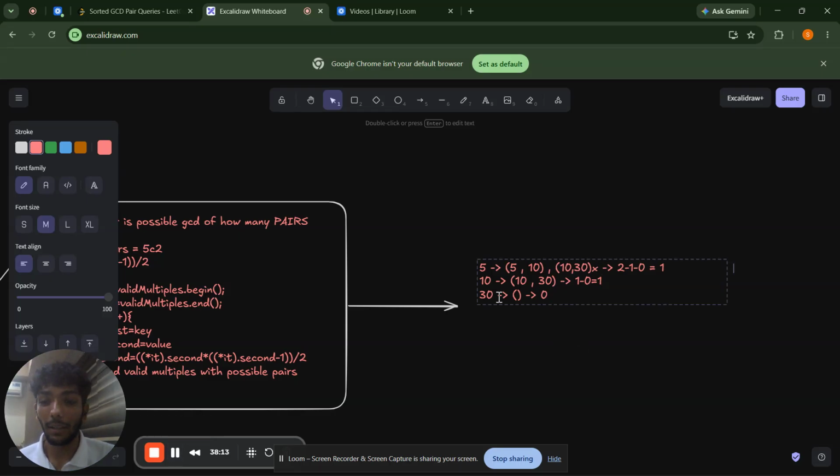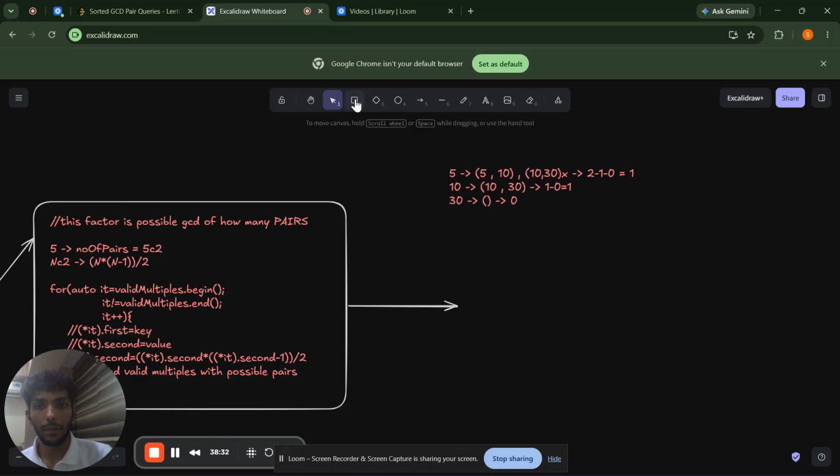For 30, there is no one to steal his 0 pairs, so 0 will remain 0. So we have found out that 5 has one pair for which it can call himself the GCD, 10 has one pair, and 30 has 0 pairs.